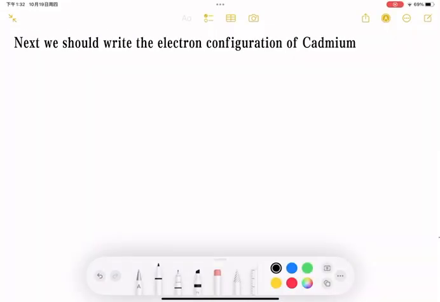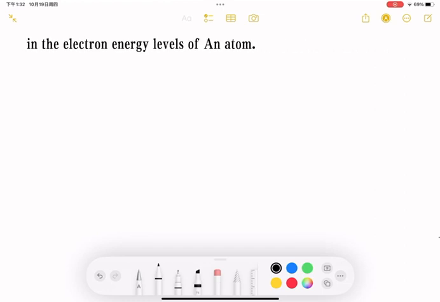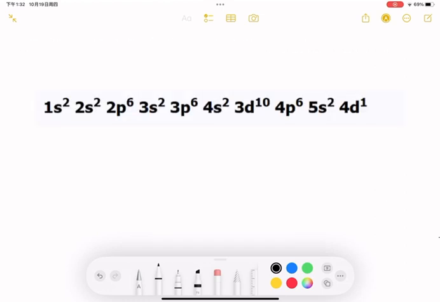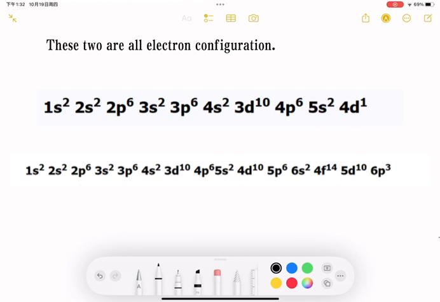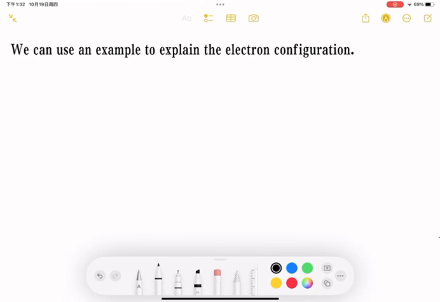Next we should write the electron configuration of cadmium. Electron configuration means the location and number of electrons in the electron energy levels of an atom. These 2 are both electron configurations. We can use an example to explain the electron configuration.